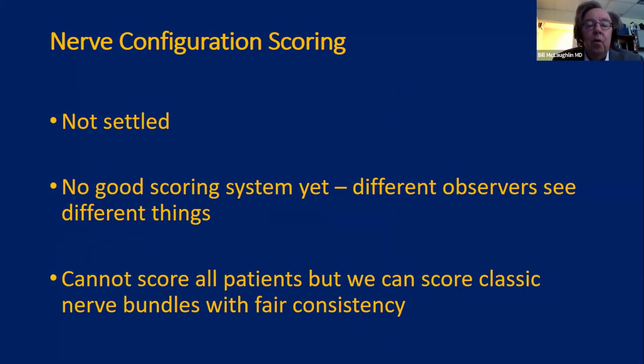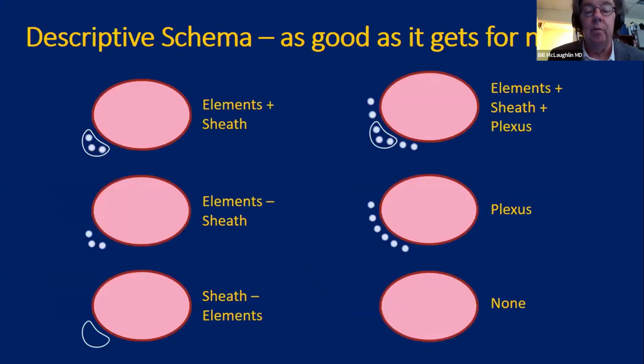So you cannot score all patients, but I can tell you one thing. If you have that classic nerve bundle that Patrick Walsh said should be there, it's going to be about 50% of the time, and you will have a very good sexual preservation with nerve sparing. If you don't have it, this is kind of the schema we're going to use.